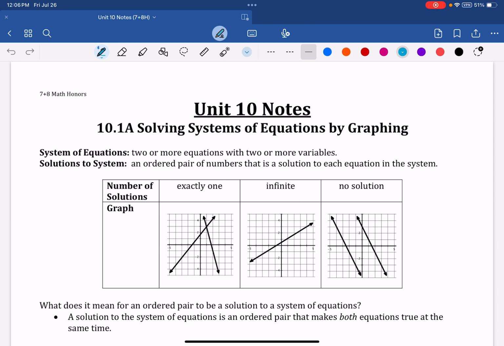So we're going to be dealing with systems that have two equations and two variables. So we can have exactly one. This is where we end up with an ordered pair, where they cross. Okay, so in this case, it would be (1, 3). Infinite is when the lines are the same. No solution is parallel lines.